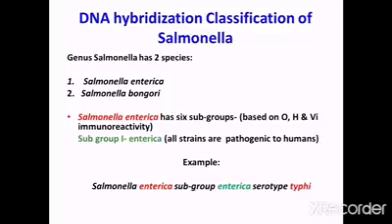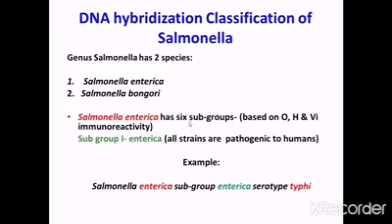Classification of Salmonella. There are many classifications of Salmonella. Like there is the Ewing classification, which divides the genus Salmonella into 3 species: Salmonella typhi, Salmonella cholerae-suis, and Salmonella enteritidis. Then there is the DNA hybridization classification, in which again Salmonella is the genus and there are 2 species, Salmonella enterica and Salmonella bongori. This first one is important.